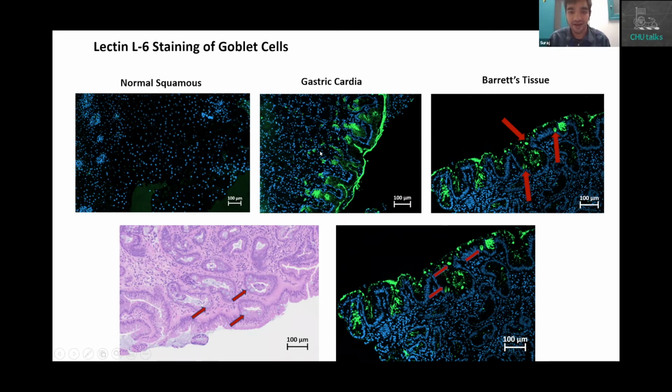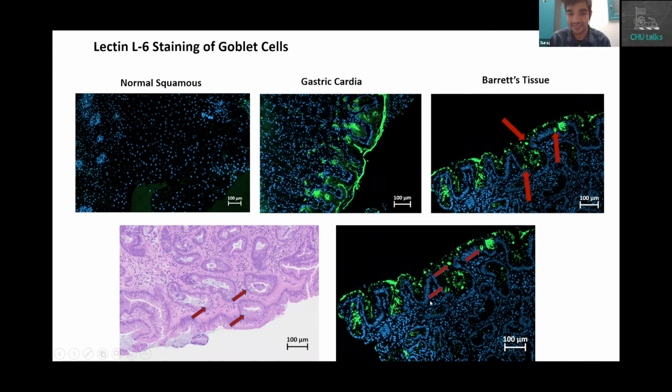For the gastric cardia, we do see quite a lot of intense staining in the epithelial surface, which is also good because eventually we want to use this for the cytosponge, and the sponge enters the stomach. So we do expect these cells to be present. So it's nice that it is positive here. And it is also positive, very interestingly, for the Barrett's tissue, which is exactly what we were looking for.